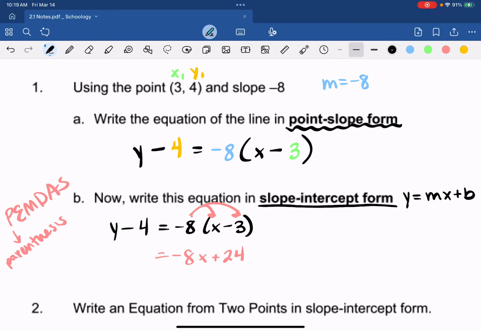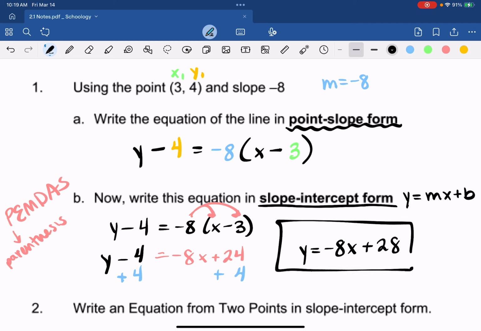Bring the rest down. And now I've got one last step to do. Let's get this 4 over to the other side. So I have Y equals -8x plus 28. And that is my slope-intercept form.